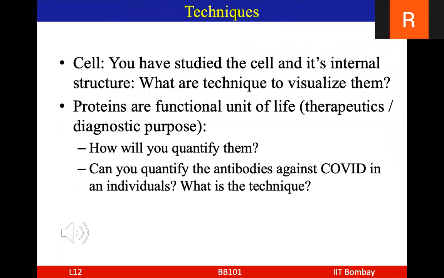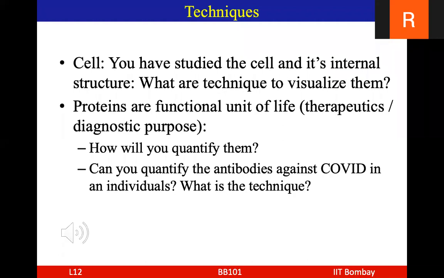Other basic concepts, for example, you have seen are the cell, right? You learn about the cell, you check its internal structure. So what are the different techniques which you can use to visualize the cell, right? We have discussed microscopy. Many times we use the word TEM or SEM, so different types of microscopy can be used.